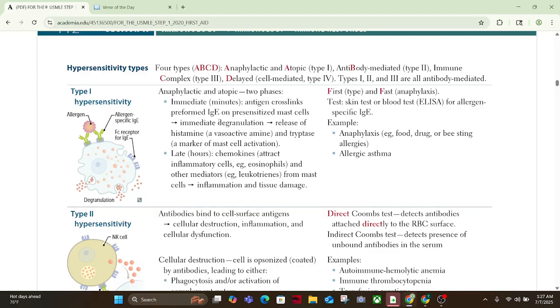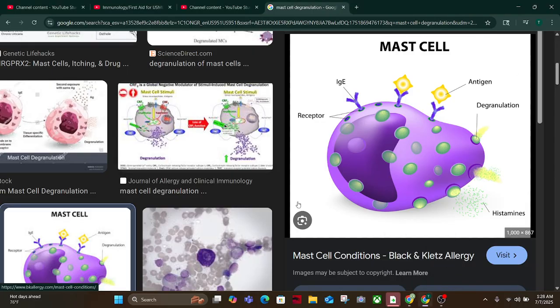And then later, when the same allergen enters the body again, the allergen cross-links two or more IgE molecules that are already bound to the mast cell surface. The cross-linking of IgE antibodies triggers mast cell degranulation. I'll show you a picture of what this is. You're never gonna forget the picture.